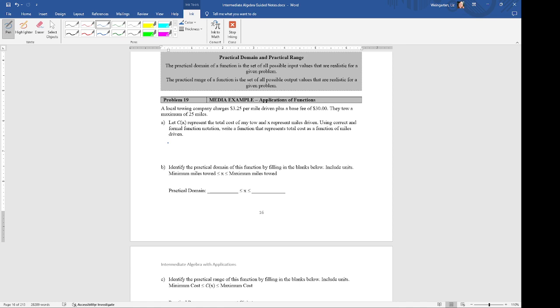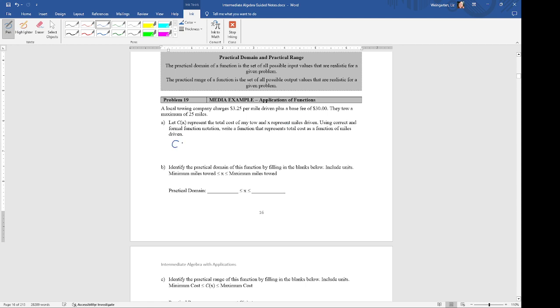A local towing company charges $3.25 per mile driven plus a base fee of $30. They tow a maximum of 25 miles. Let C of x represent the total cost of any tow, and x represent miles driven. Use correct informal function notation. Write a function that represents the total cost as a function of miles driven. So x is miles driven, C of x is the cost.